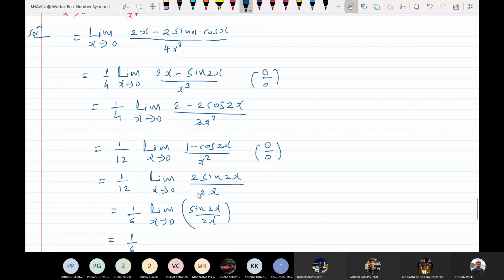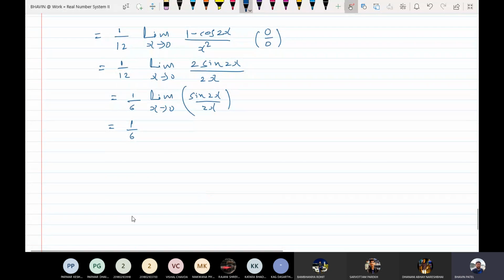Yes, sir. So limit x tends to 0, x square minus sine square x upon x raised to 4 is equal to 1 by 6.